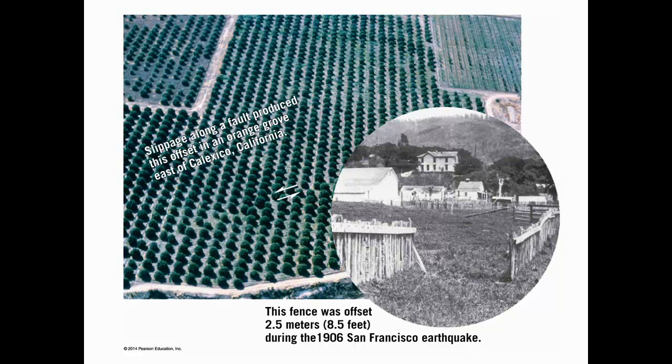So here, for an example, we see slippage along a fault. If you follow the trees within this orange grove, you can see the actual offset, which looks to be a strike-slip type of movement. In the inset, we see how a fence was offset about 2.5 meters or 8.5 feet during the 1906 San Francisco earthquake. So in this case, we can actually measure the amount of displacement at this location, assuming that the fault movement was entirely strike-slip.